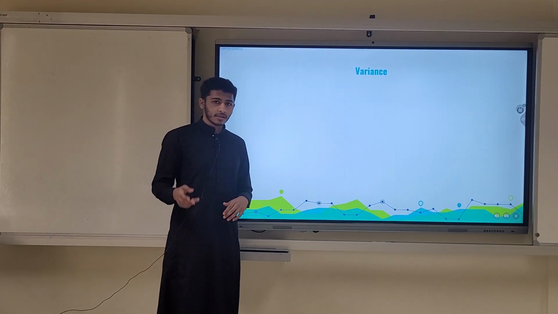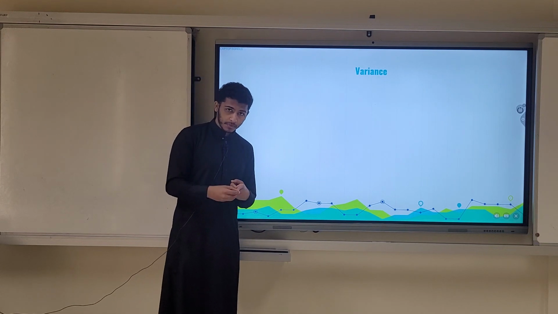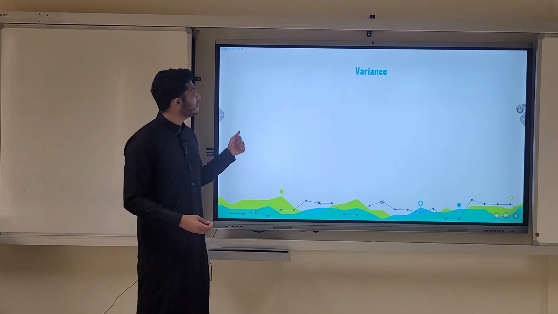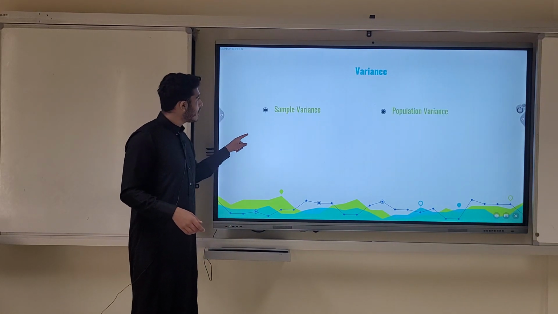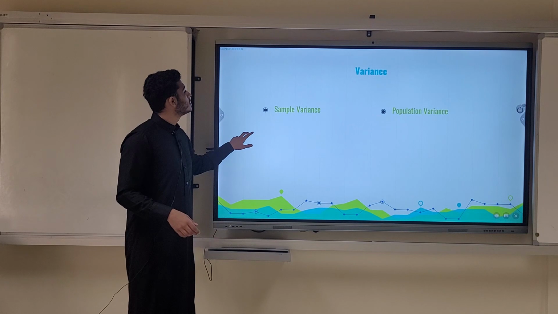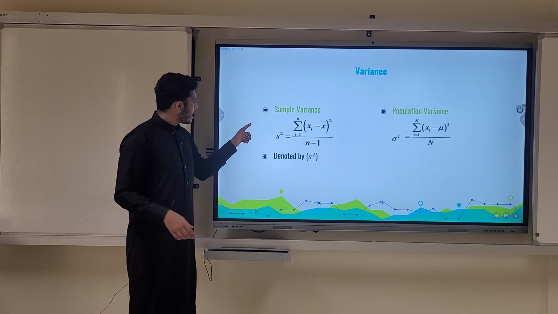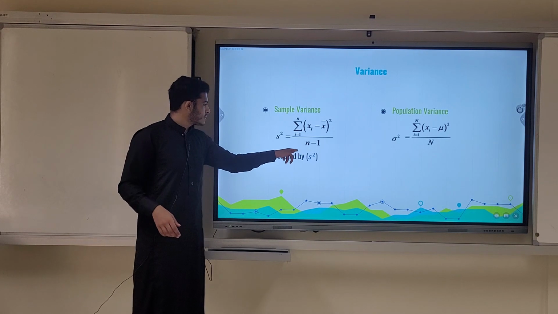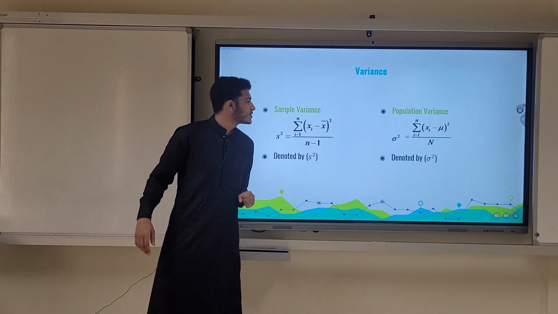Now let's talk about the variance. As we have seen with the mean, we had two cases, two formulas, one for the sample and one for the population. We're going to have the same thing for the variance. We're going to have a sample variance and a population variance. So these are the formulas for both, and the sample variance is denoted by S squared, where the population variance is denoted by sigma squared.